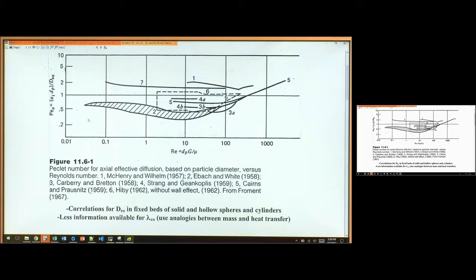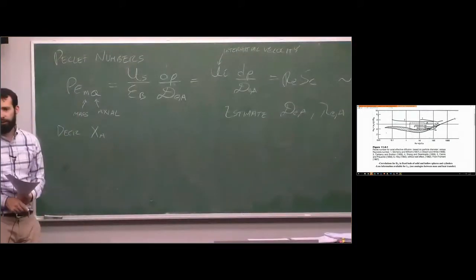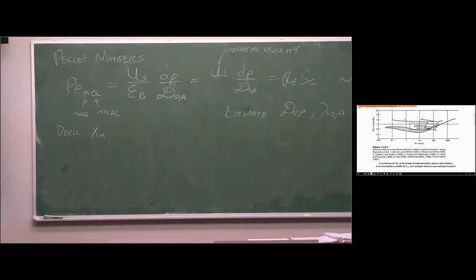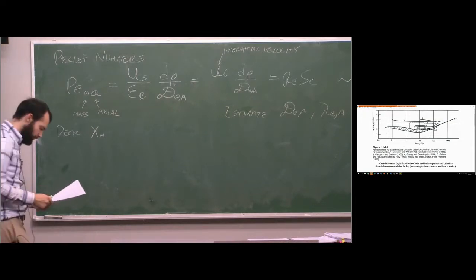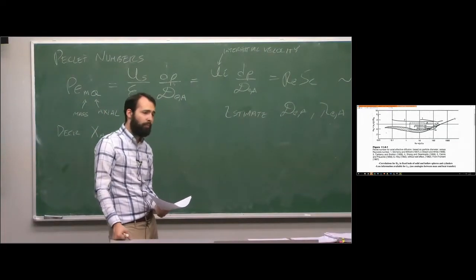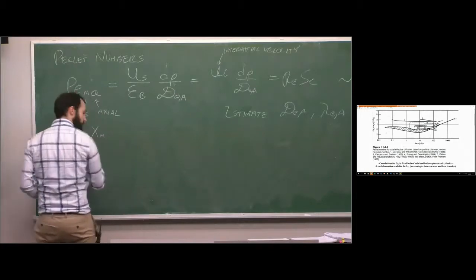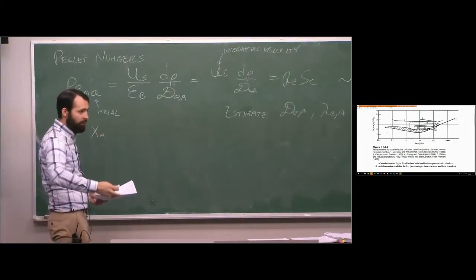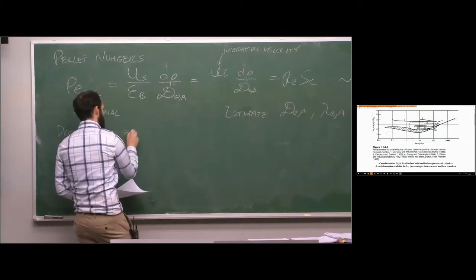So what impact does axial diffusion have on the overall behavior of the reactor? It typically decreases conversion. Why is that? Anybody think of a reason why having axial dispersion or diffusion would decrease conversion? Yeah, exactly. It's because of backmixing.